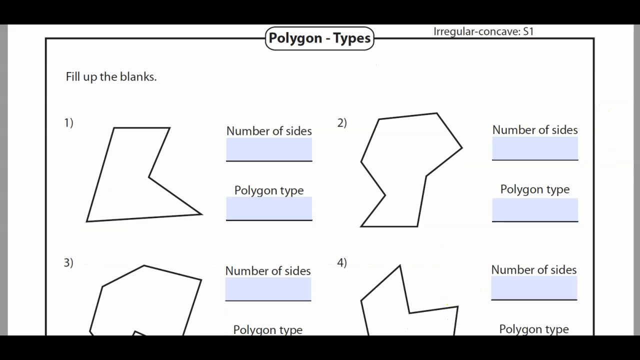Now look at number 2. I have 1, 2, 3, 4, 5, 6, 7, 8. It has 8 sides. If it has 8 sides, what's it called? An octagon. So just stay on page 4, and you can write the names down. Octagon. All right.